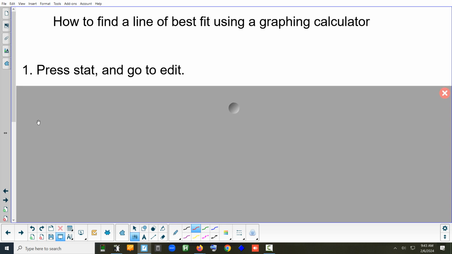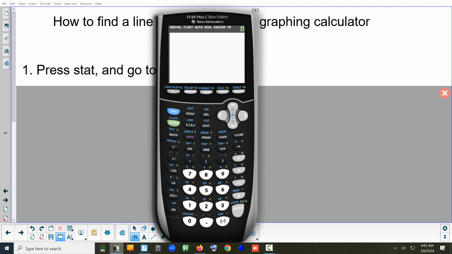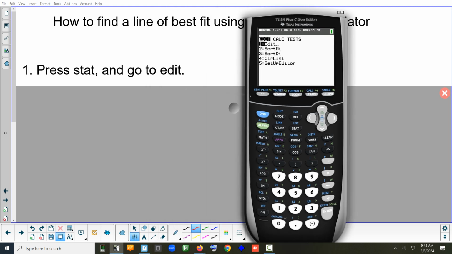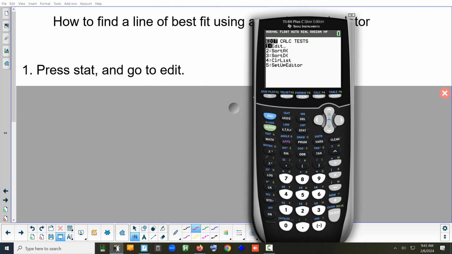It says the first thing to do is press the button that says STAT. The STAT button is 3 over and then 1 down, and I'm pointing at it right here. So press that button. And then the next thing it says to do is go to edit. Well, mine's already on edit.